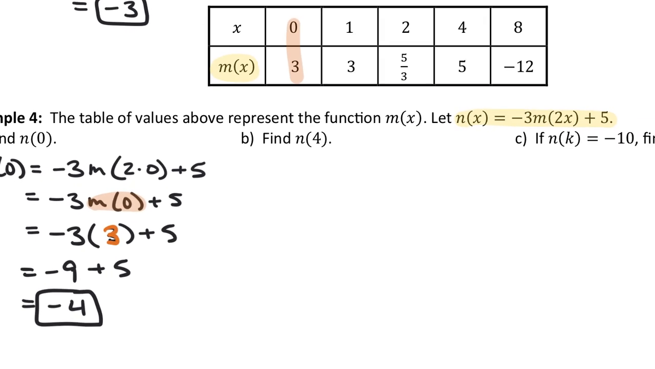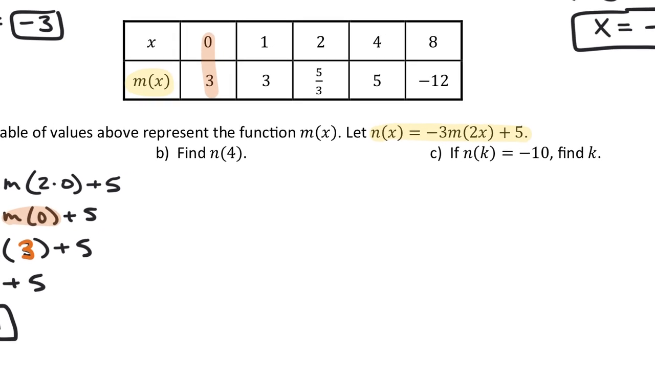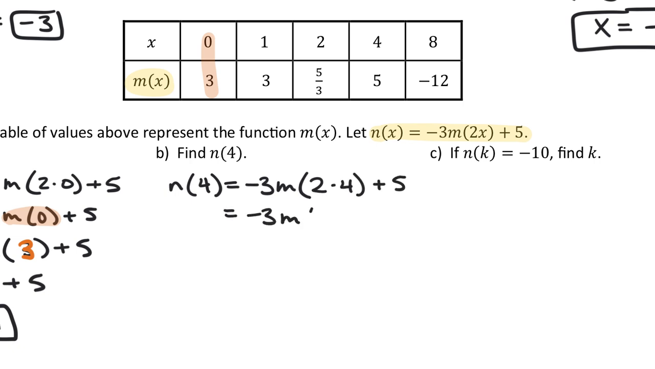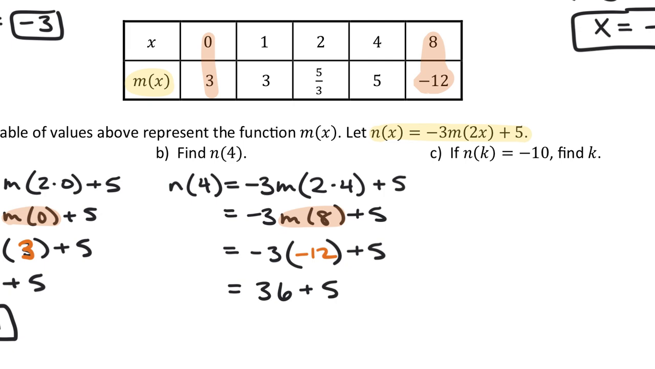For the next one, same vibe, we're going to just this time have the input value be 4. So n of 4, again, means the input value, or what I'm plugging in, is the number 4. So that means I have negative 3 times m of 8 plus 5. Well, m of 8, again, if I read my table, m of 8 is equal to negative 12. So this would be negative 3 times negative 12 plus 5. Negative 3 times negative 12 is positive 36. 36 plus 5 is 41.